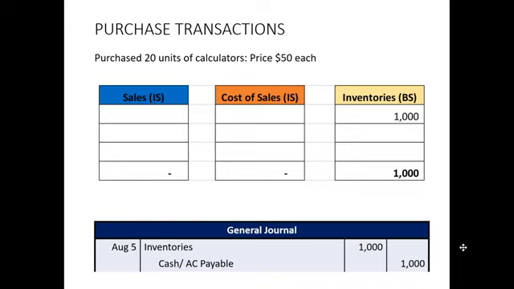The first transaction: purchase 20 units of calculator. I purchase 20 units of calculator from my supplier. It can be by cash or on credit. The price each is 50. So what is the value? 20 multiplied by $50 gives me 1,000.